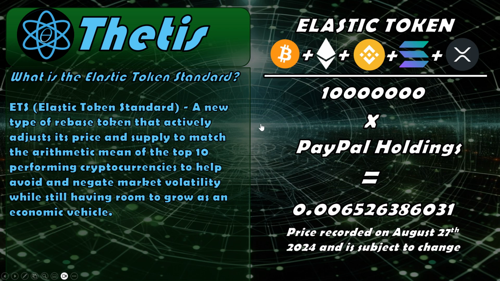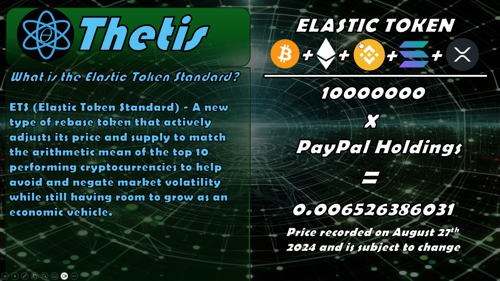So now we're going to be looking at elastic tokens. What is the elastic token standard? ETS, Elastic Token Standard, is a new type of rebase token that actively adjusts its price and supply to match the arithmetic mean of the top 10 performing cryptocurrencies to help avoid and negate market volatility while still having room to grow as an economic vehicle. Kind of got tongue-tied there a little bit. It's kind of a tongue twister to say that.